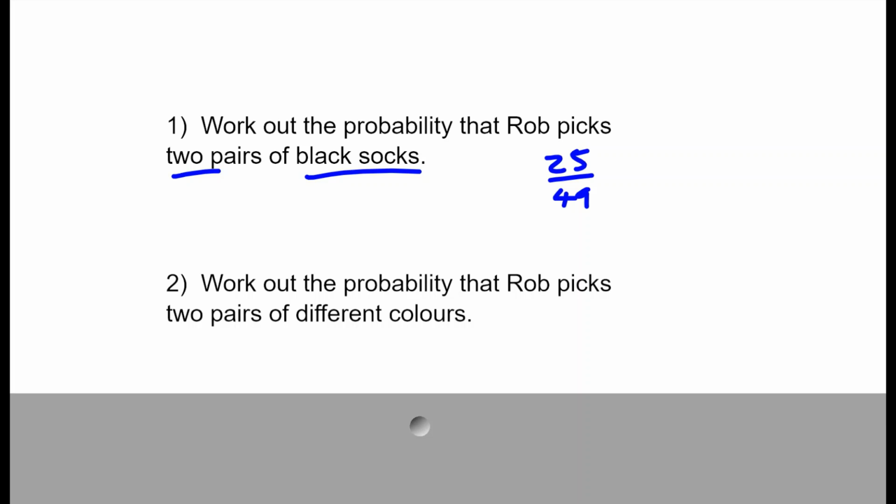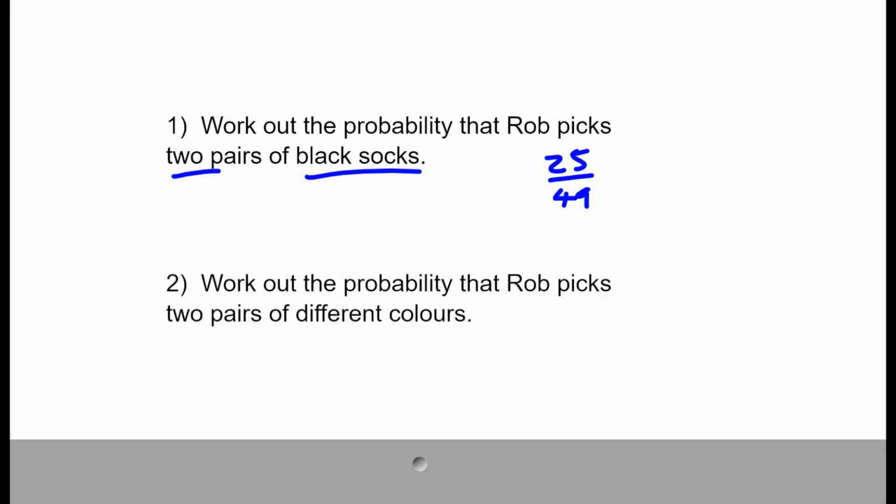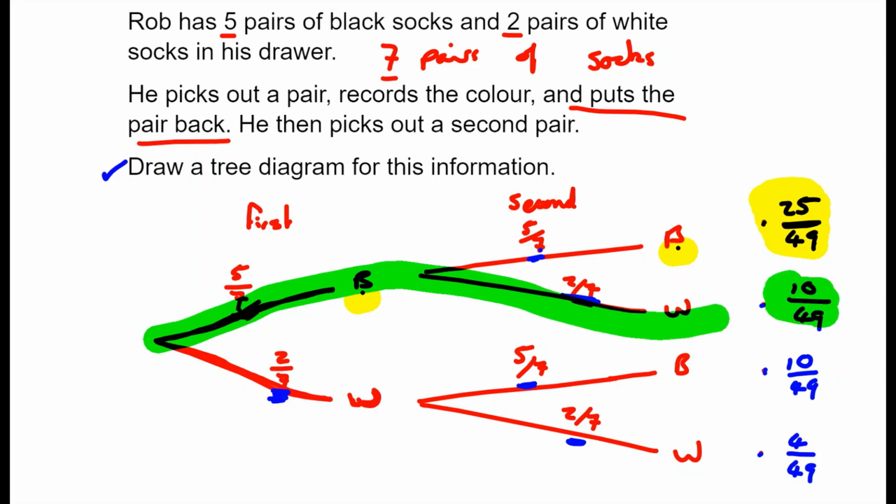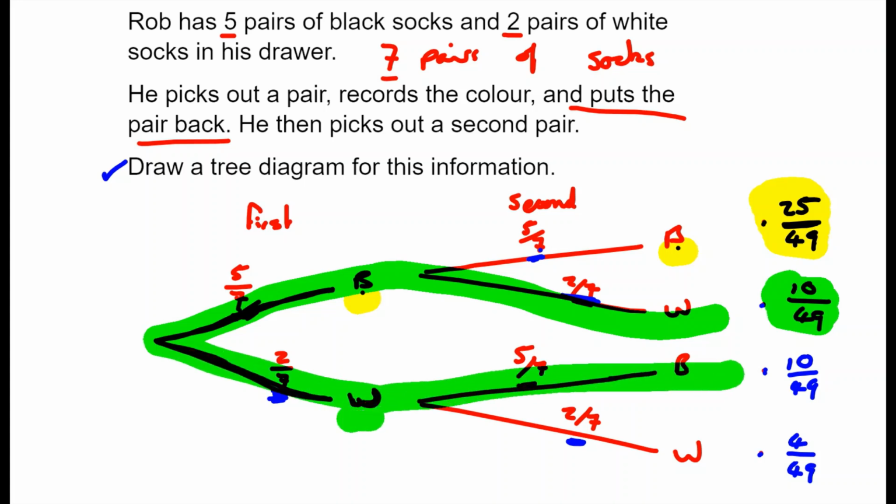The next question asks us to work out the probability that he picks two pairs of different colours. Here, I think the best way is to highlight the branches we want. So we want a black, then a white. We want that branch. But he could also pick a white with his first and then a black. That would also give us different colours, white then black. So we want that probability as well.